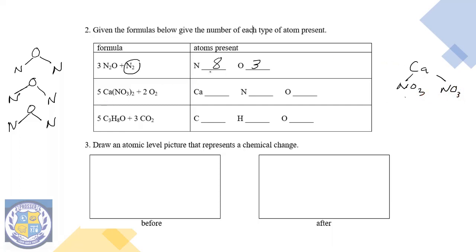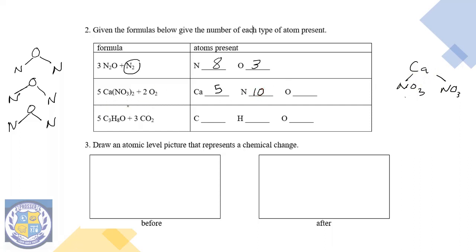Okay, so inside each of these formulas, these compounds, we're going to do the calcium first. There's only one calcium, but there's 5 of them. So 1 times 5 is 5. What about the nitrogens? Well, each of these compounds has 2 nitrogens, so 5 times 2 is 10.